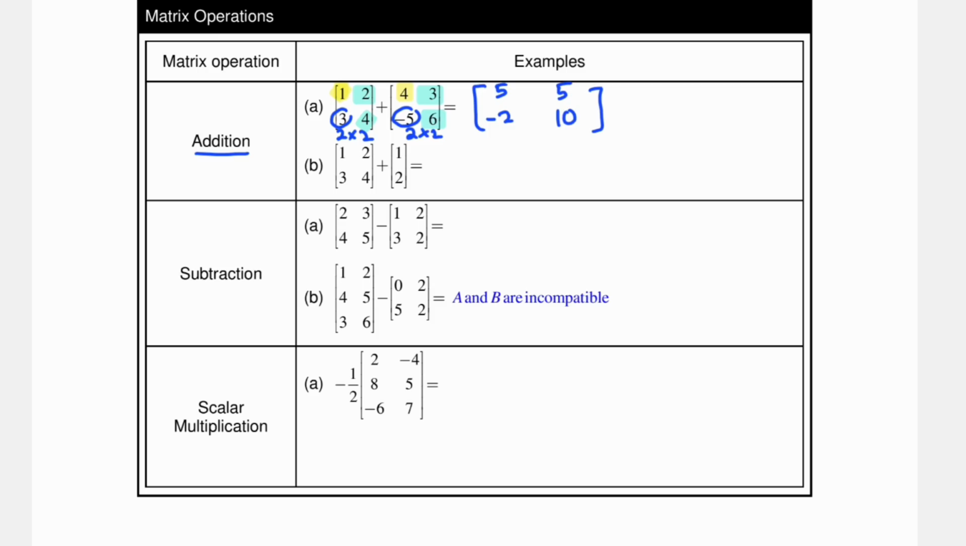Okay, so for the next example, which is B, the first matrix given here is of order 2 by 2. And the second matrix, which should be added to this matrix, is of order 2 by 1. So obviously, we can see that these two matrices are not the same in terms of dimension, so they are not compatible to perform the addition. You cannot get the answer for this question, so you can just conclude here that A and B are incompatible.